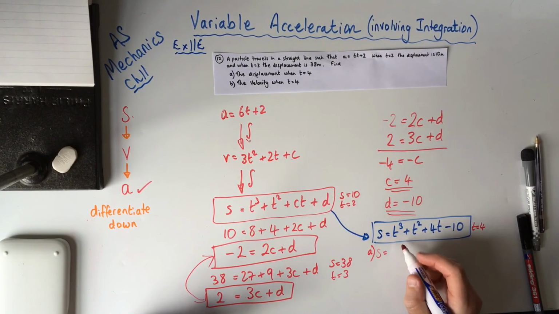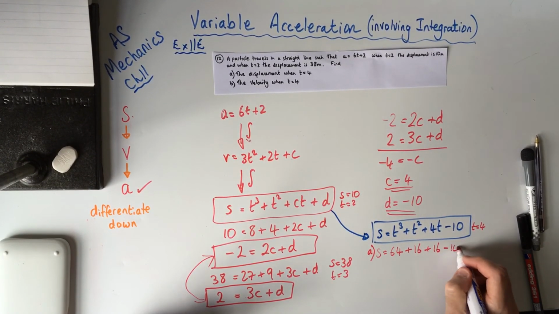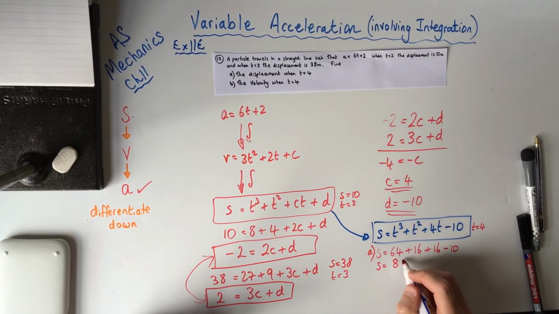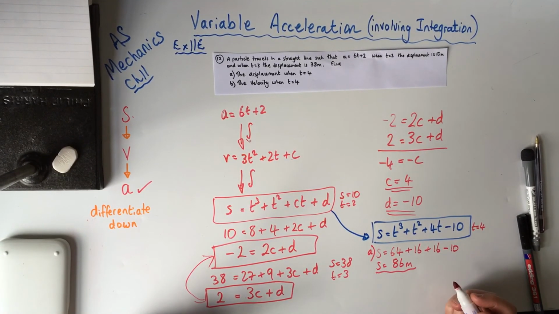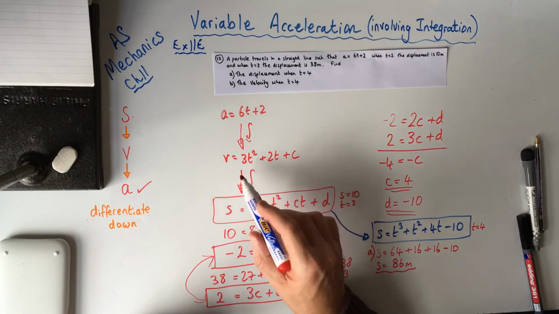So when t is equal to 4, you get 4 cubed, which is 64, plus 4 squared, which is 16, plus 4 fours is another 16, minus 10. S is equal to 86 meters. Okay. And it also wants the velocity when t is 4. So there's the velocity.